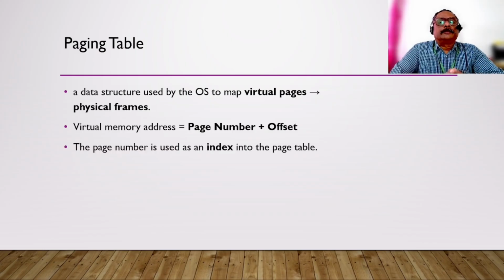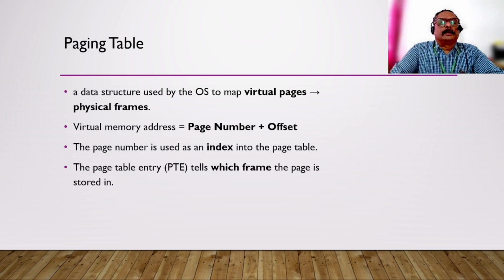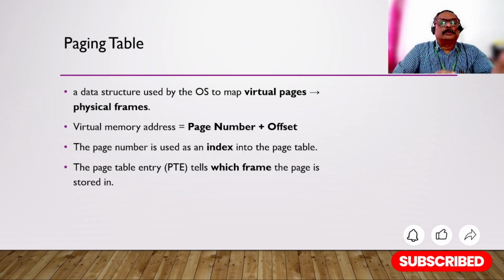This page number, as just discussed, is used as an index into the page table, and the page table entry tells which frame this particular page is stored in. So page 0 is stored in which frame, page 1 is stored in which frame, and so on, and that is given by the entry in the page table. That tells us which frame is used to store that particular page.